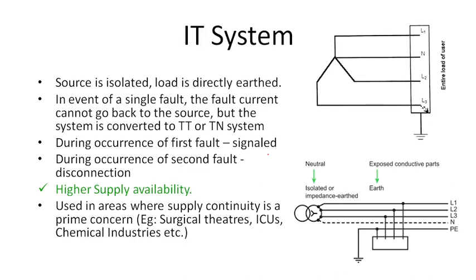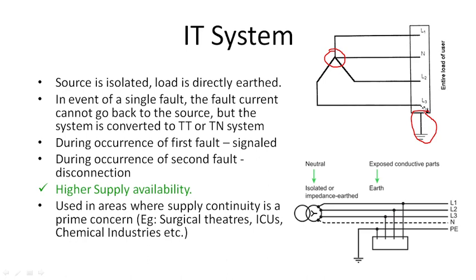So next one is an IT system. I stands for insulated or isolated, T stands for thermal. So on the supply side, your neutral is isolated, it is not connected to earth, whereas on the load side, the extraneous and non-conductive metallic parts are connected to earth. So here the source is isolated, whereas the load point is directly connected to earth.